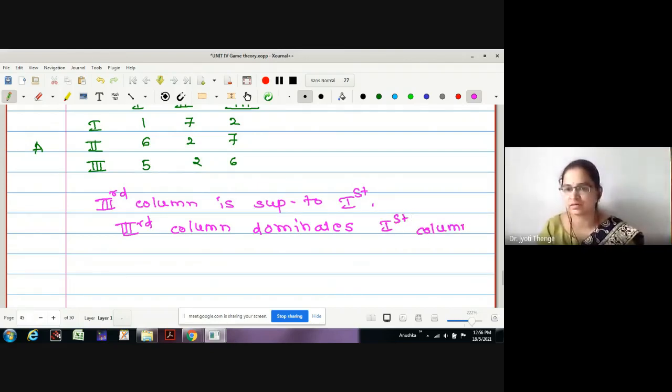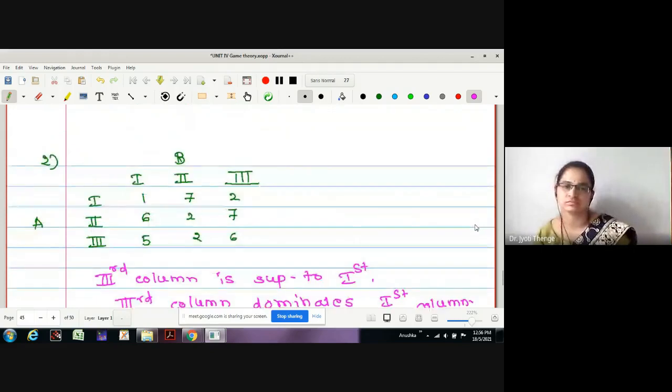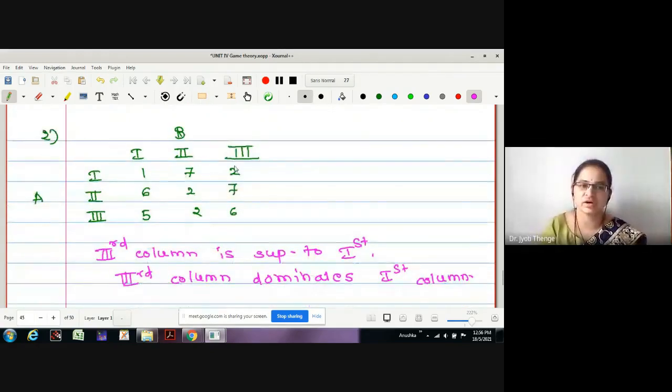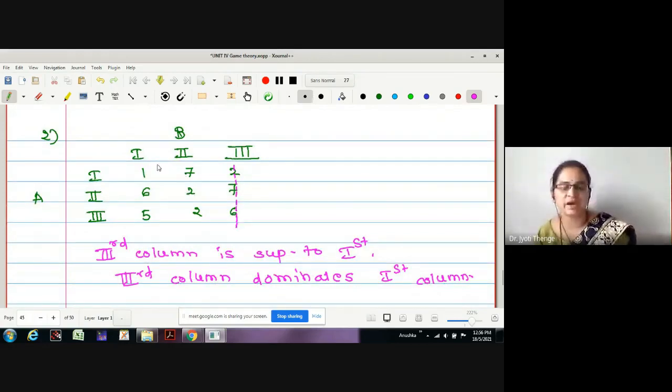Right now, what should I delete? First or third? Third, ma'am. Third I have to delete. Okay. This I am going to draw. Now this is the payoff. Now check the entries again. Now there is no change in columns. Come to the rows now.